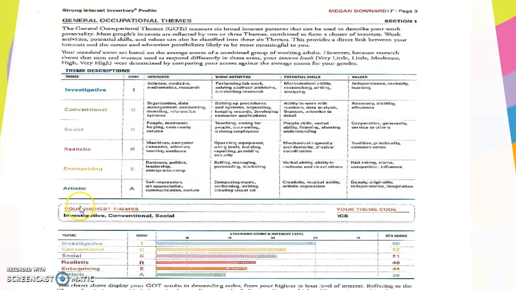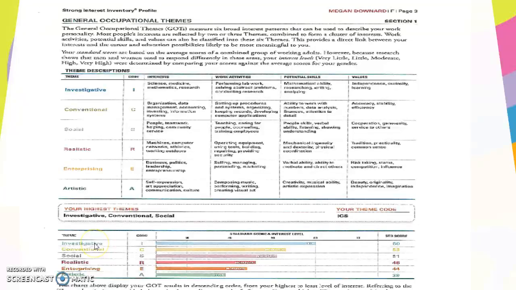If you look near the bottom of the page, you will see your highest themes and your theme code, ICS. This area will give you a bar graph of how you scored for each of the 6 categories. Believe it or not, your top score could be lower than the score below it. If you do see something like that, the assessment is not off.